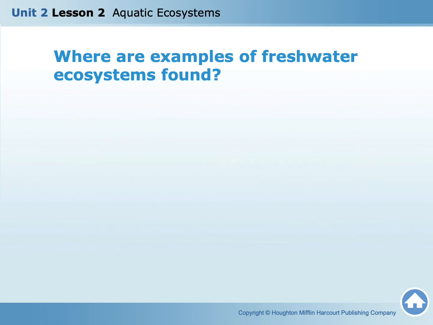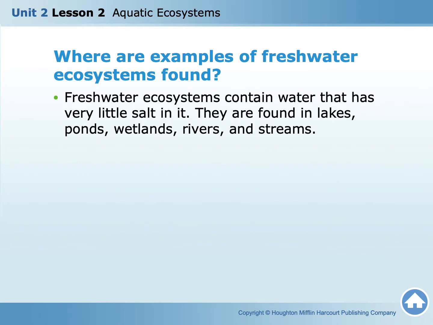So we're going to first start talking about freshwater ecosystems. Freshwater has very little salt. This is going to be where we get some of our water that we drink. It could be from freshwater sources: lakes, ponds, wetlands, rivers, streams. This is pretty much all.